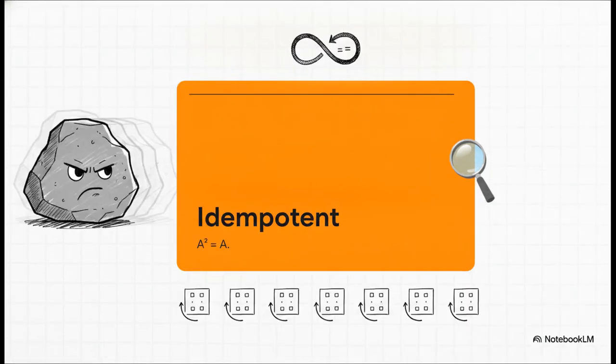And bringing up the rear is our final profile, the idempotent matrix. A matrix is idempotent if A squared simply equals A. This one is stubborn. It refuses to change. Geometrically, these act like projection operators. Think about it. If you project a three-dimensional object onto a flat two-dimensional plane, what happens if you try to project it a second time? Absolutely nothing. It's already flat on the plane. Applying the operation twice gives you the exact same result as applying it once, so A squared equals A.